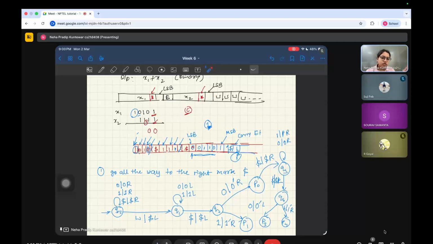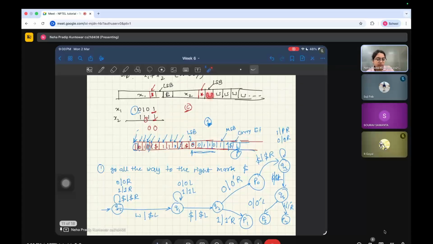Okay, and in that state you are going to remember whether there is a carryover of 1 or whether there is not a carryover of 1. So once you have done this, you skip all the way to the dollar and you write whatever the sum is. So initially there are all the blank symbols.